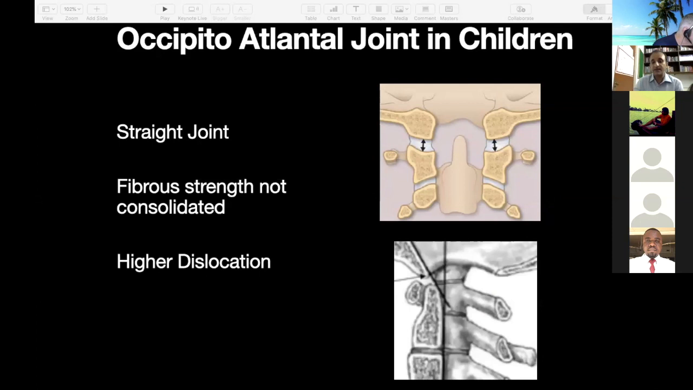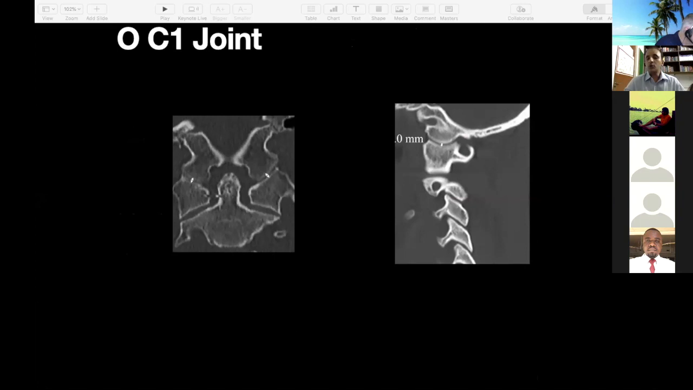Now in children, you said the head is larger. I agree, because that creates a stronger vector force, okay? But the more important thing is it's a straight joint. The fibrous strength is not consolidated in here at that age. And that is why OC dislocation is more common. It's almost 3 times more common in children than in adults. Now look here, this is a photograph I have taken from ISPN, and it's a straight joint. So there is a much higher chance of dislocation. Okay. Now, I want to focus my attention on the OC1 joint and the radiology and understanding of OC1.